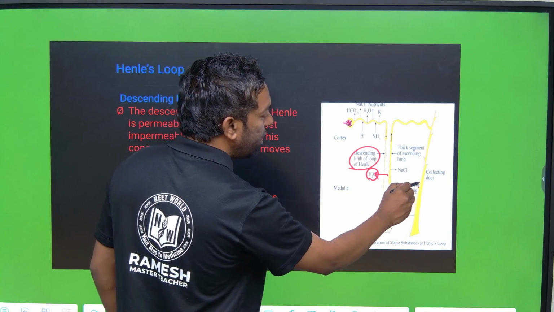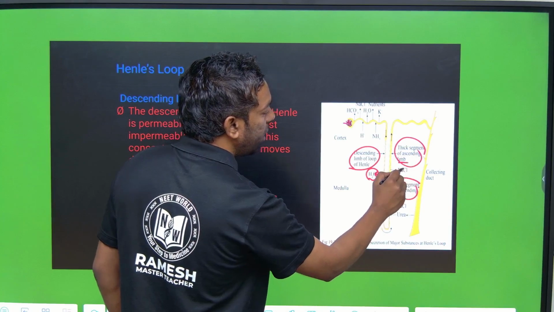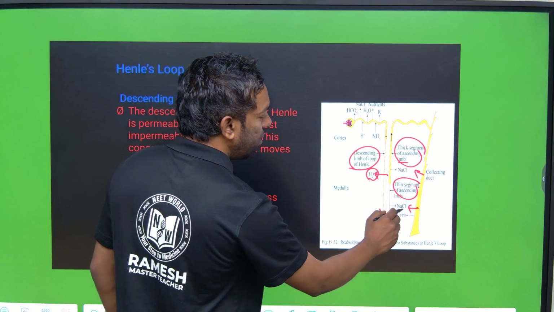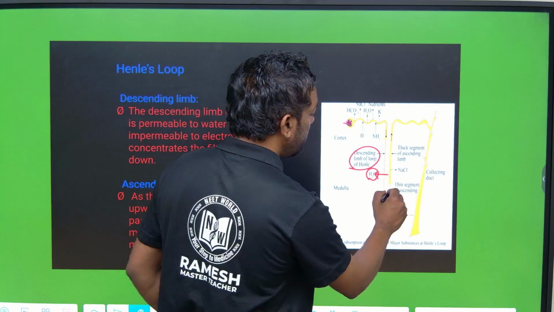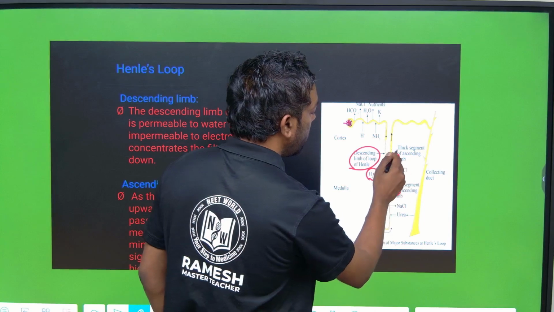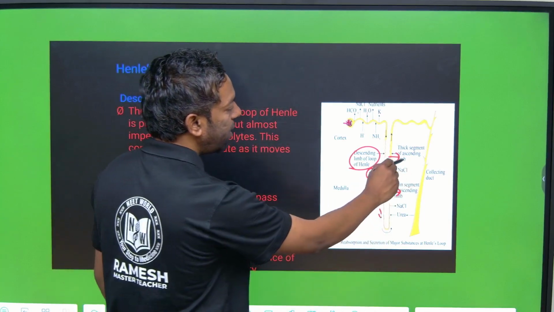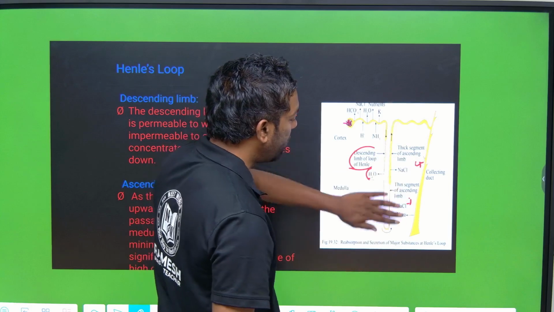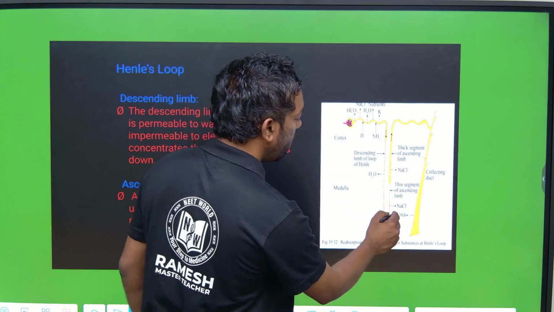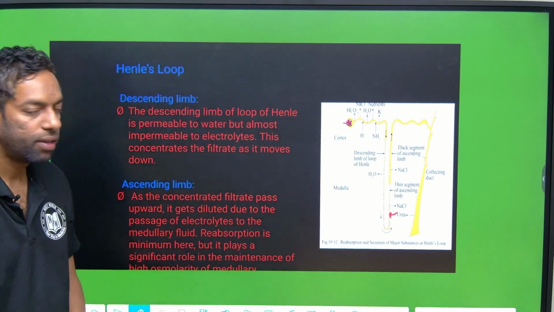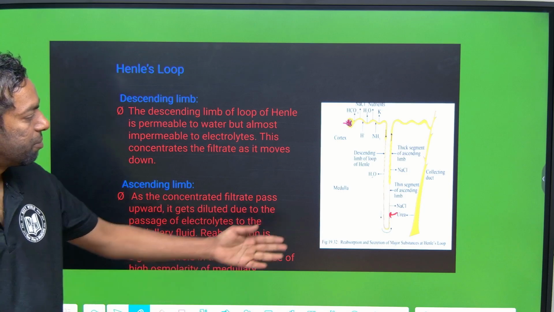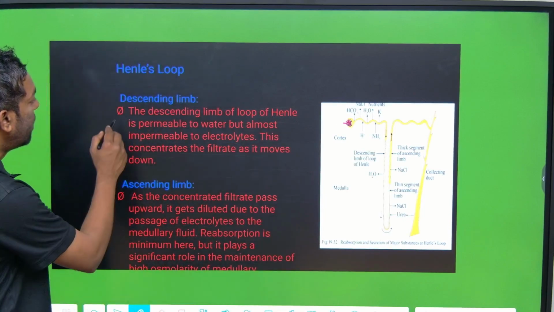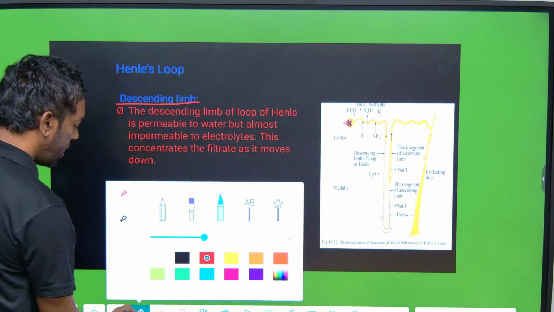Ascending Henle limb, thin segment and thick segment. In the thick segment NaCl goes out, and in the thin segment NaCl also goes out, into the blood vessel. This is active, this is passive. At the same time urea also enters into the thin segment. You have to go through this once. Very easy understanding.